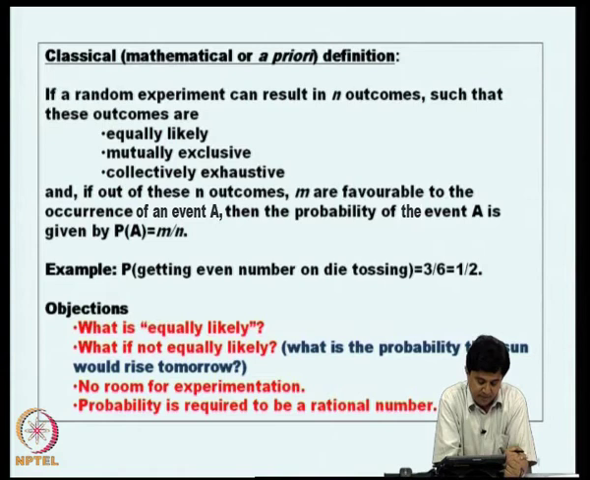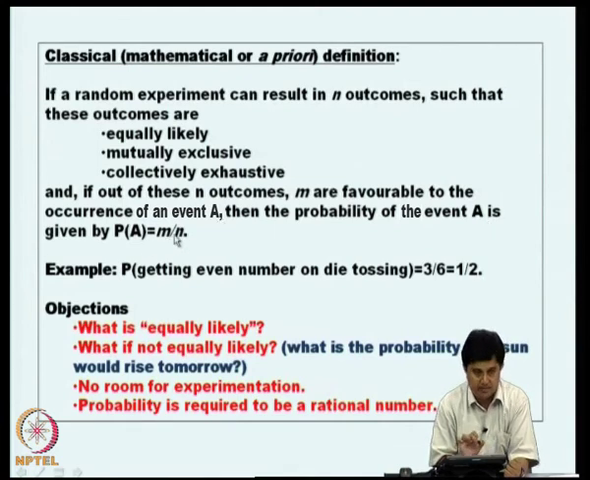According to this, the definition of probability is as follows: if a random experiment can result in n outcomes such that these outcomes are equally likely, mutually exclusive and collectively exhaustive, and if out of these n outcomes m are favorable to the occurrence of event A, then the probability of event A is given by m by n. So, this is the definition. So, we can quickly understand what these terms mean by considering an example.